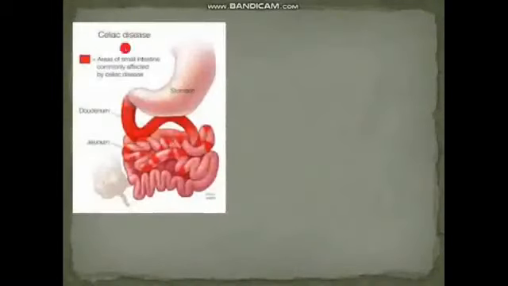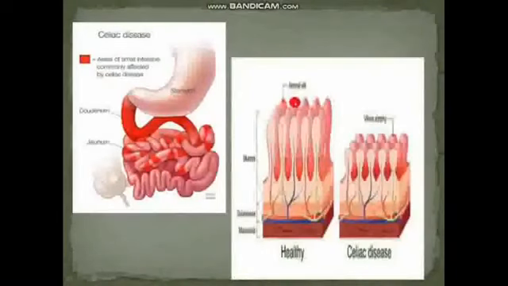Now this is the diagram of celiac disease. This portion, as you are watching, is the duodenum portion, and this is the jejunum portion. Celiac disease usually affects the duodenum and jejunum portions of the small intestine. Now this is another diagram, the villi diagram. This is the healthy villi, but during celiac disease villous atrophy occurs. So villous atrophy occurs during celiac disease.